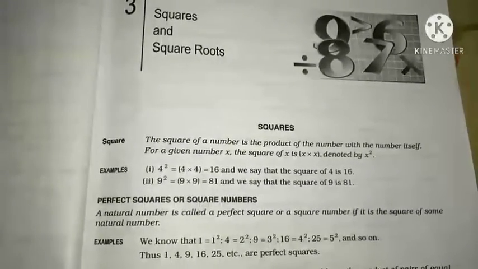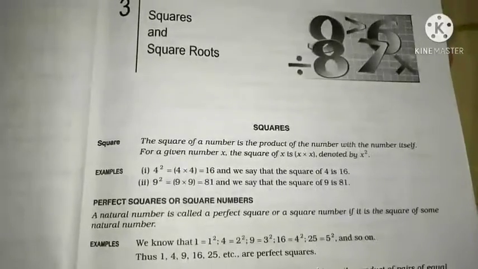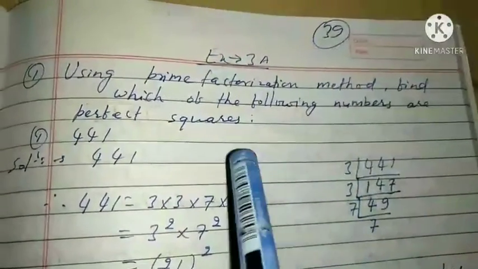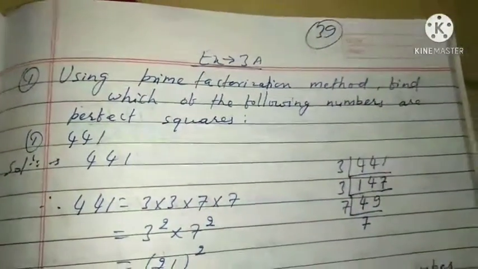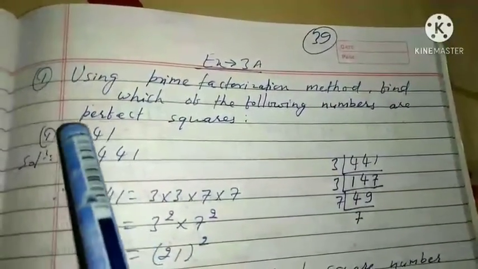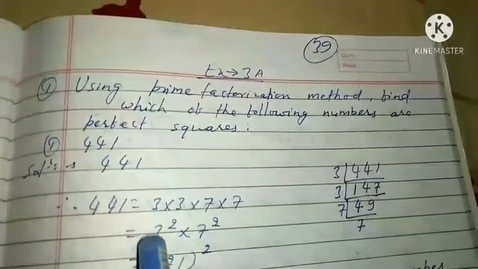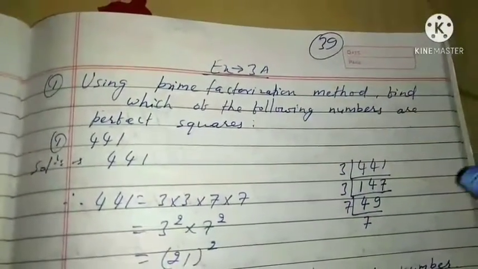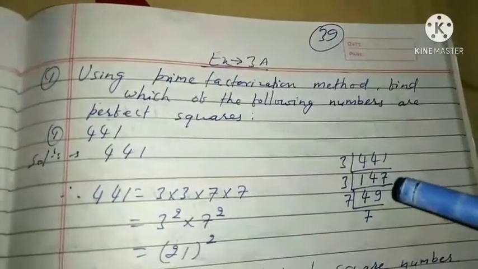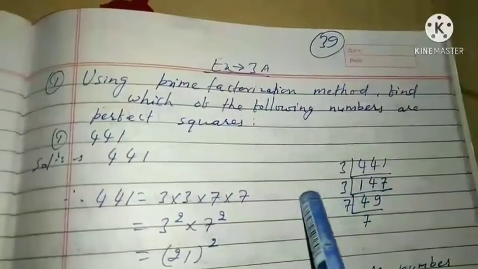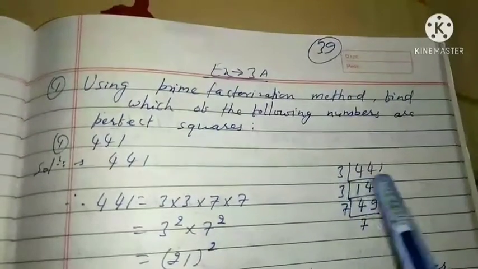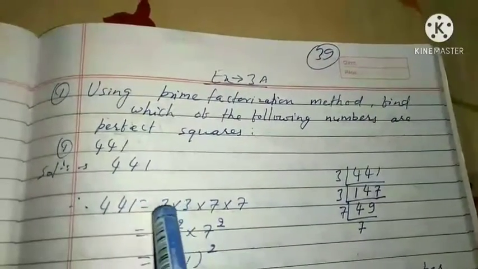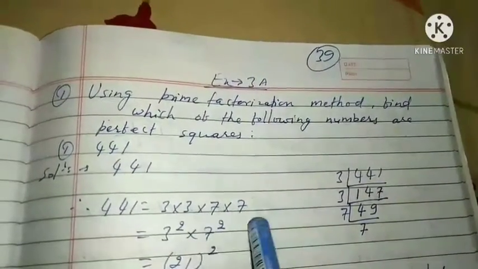Okay, now let's work on some questions from exercise 3A. The first question says, using the prime factorization method, find which of the following numbers are perfect squares. Now the number is 441. We have to check whether this number is a perfect square or not, and that can be checked using the prime factorization method. So first of all, we start the prime factorization for 441. Now we'll start with 3 because this number is divisible by 3. After doing this prime factorization, we find that 441 can be written as 3 into 3 into 7 into 7.